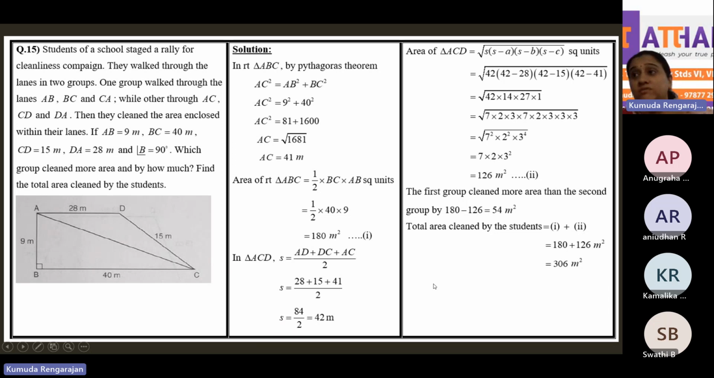You have to write the question, read the question, draw the figure, understand the answer, and then write it. I only told you how to find the areas of the two triangles. There's some other question, like who claimed more area and by how much. All that you can answer.